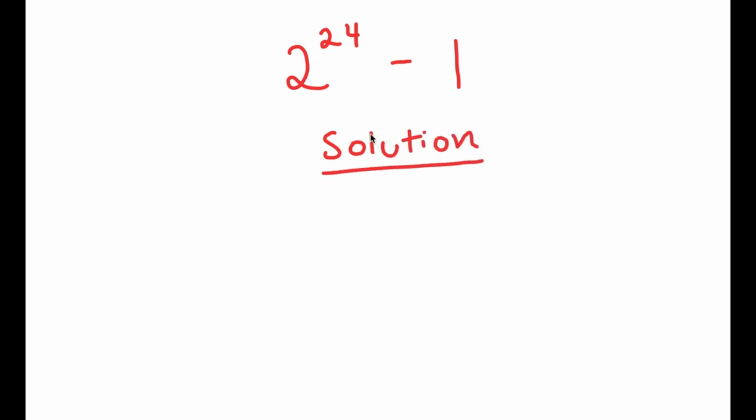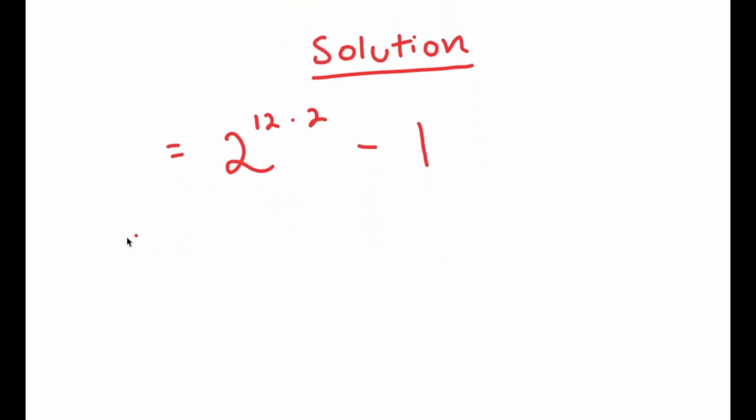Alright, so in this video, I'm going to be solving the problem 2 to the power of 24 minus 1. So, for my solution, what I'm first going to do is rewrite this as 2 to the power of 12 times 2 minus 1. So all I did was I rewrote 24 as 12 times 2.